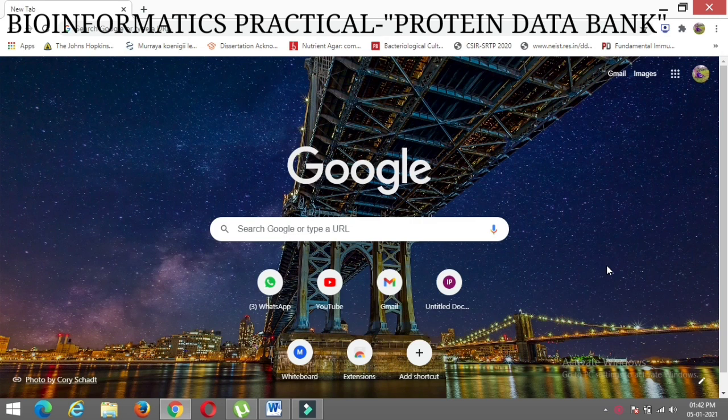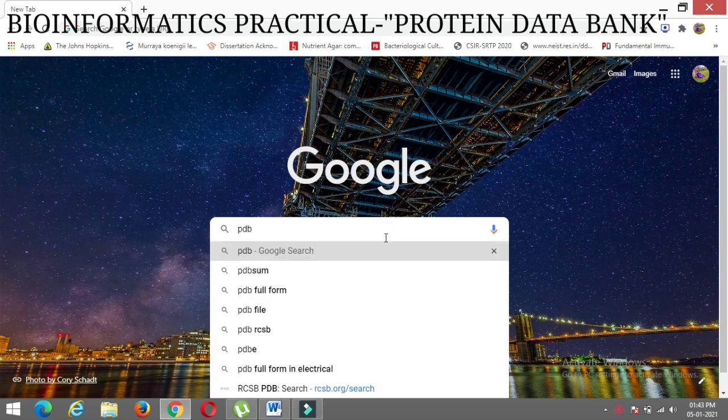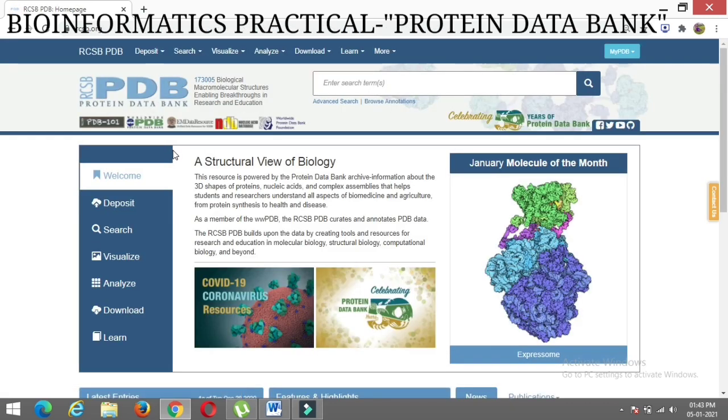Today our topic of discussion is the bioinformatics practical on the Protein Data Bank, PDB. At first we have to open the Protein Data Bank to do this practical. In the search option we will search PDB, and after entering we will get a new web page where the RCSB PDB homepage will be shown. We click on it, a new web page opens, and here we can see the Protein Data Bank.